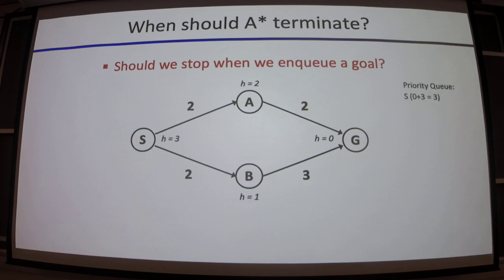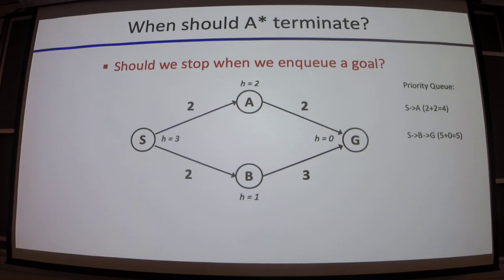Okay. Now we need to pop something off the queue. What do we choose? S, because it's the only one there. We add its children: A, which has a backward cost of 2 and a heuristic of 2 for a total of 4, and B, which has a backward cost of 2 and a heuristic value of 1 for a total of 3. It's worth noting that this isn't B, the node in the graph. This is S to B, the node in the search tree. Now we pop S to B and add its children. That includes S to B to G, which has a backward cost of 5 and a heuristic value of 0 for a total of 5. So we just push it on.